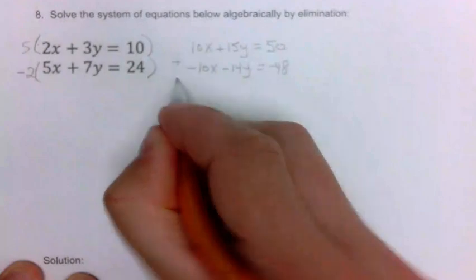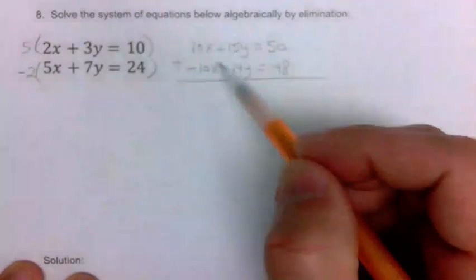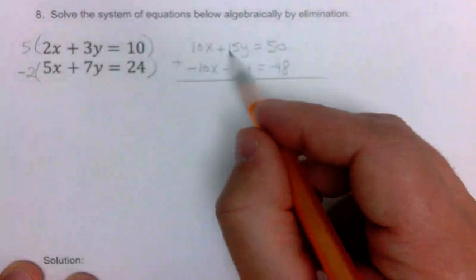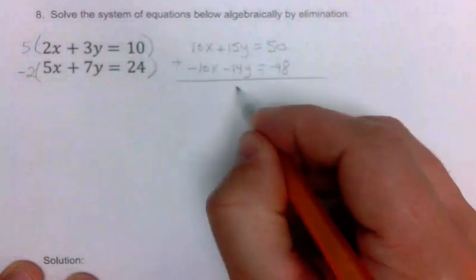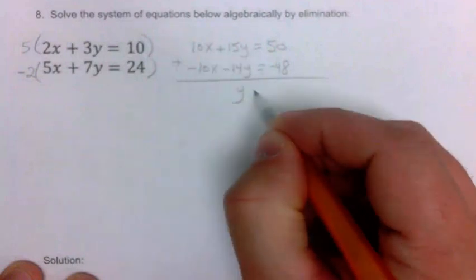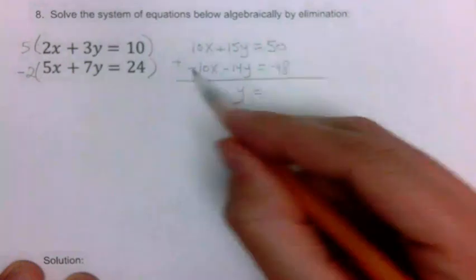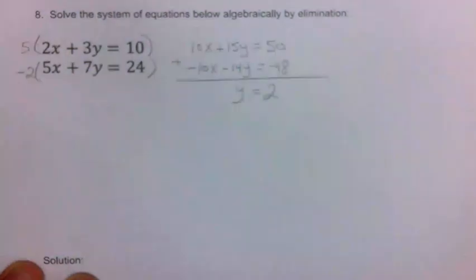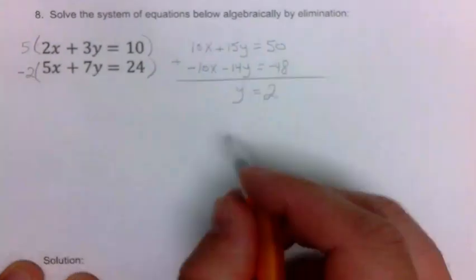Let's add the equations together now. 10x plus negative 10x is 0. 15y plus negative 14y is 1y, which is exactly what we want. And 50 plus negative 48 is 2. So y equals 2.